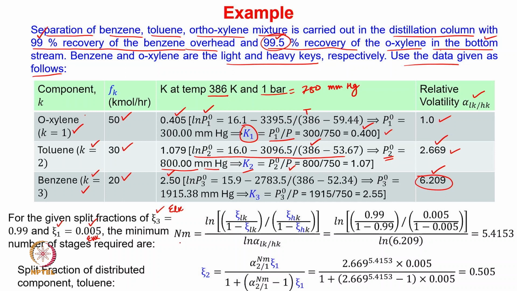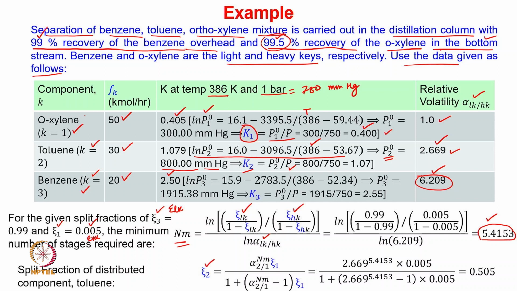Now with this, in this equation everything is known. We know zeta Lk, we know zeta Hk, we know the relative volatility of the light key component with respect to the heavy key component. So we can put all these values. By putting all these values, what we get is that the number of distillation stages or number of trays required is 5.4153. This is the minimum number of trays, from the famous Fenske equation. By using this number of stages, we can now calculate the split fractions for different components.